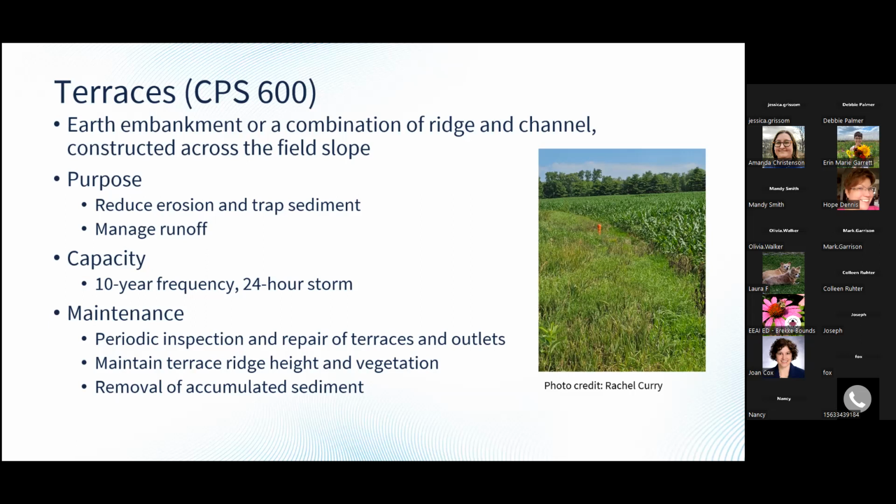Now, there is some maintenance that's involved with this. You have to do periodic inspection and repair of the terraces and the outlets to make sure that you're keeping up with the standards. You need to maintain the terrace ridge height as well as the permanent vegetation on the ridge. And then you need to remove the accumulated sediment periodically. And the life expectancy of this practice is 10 years.